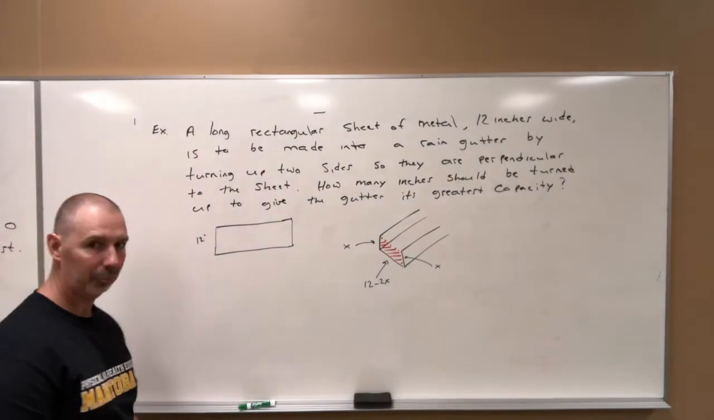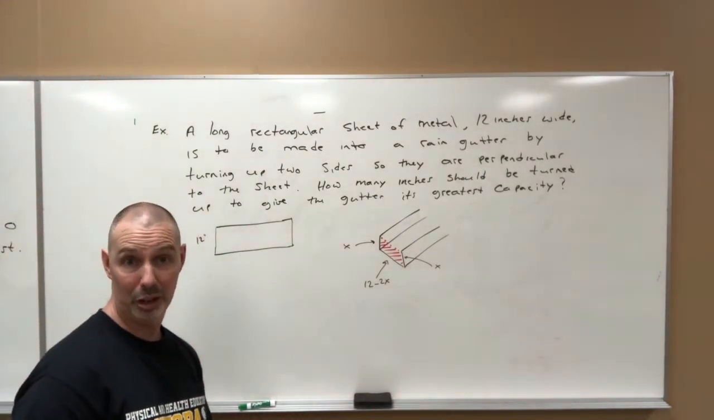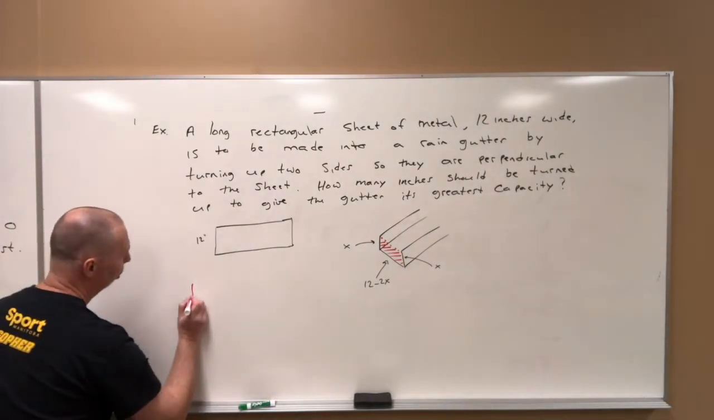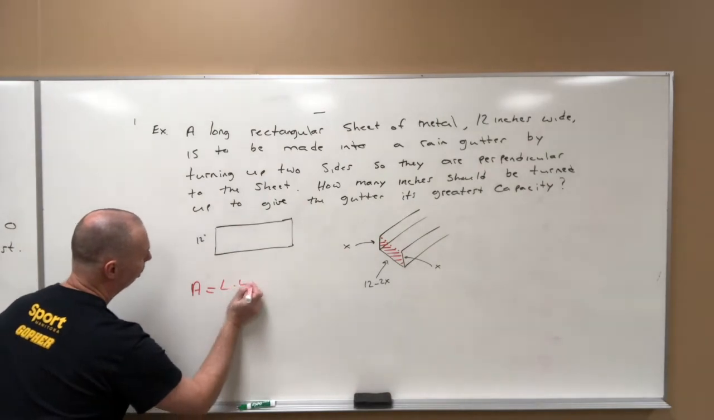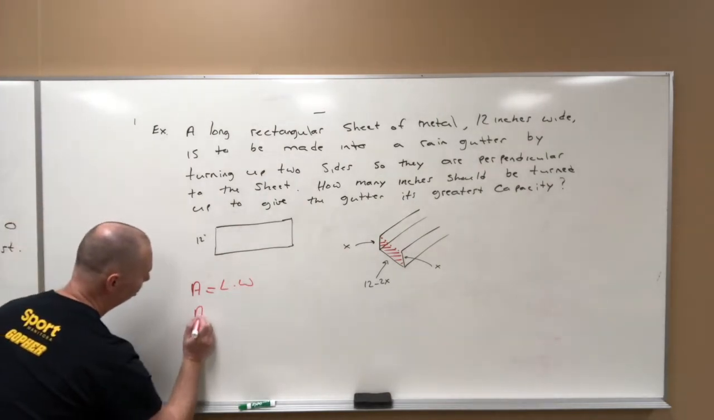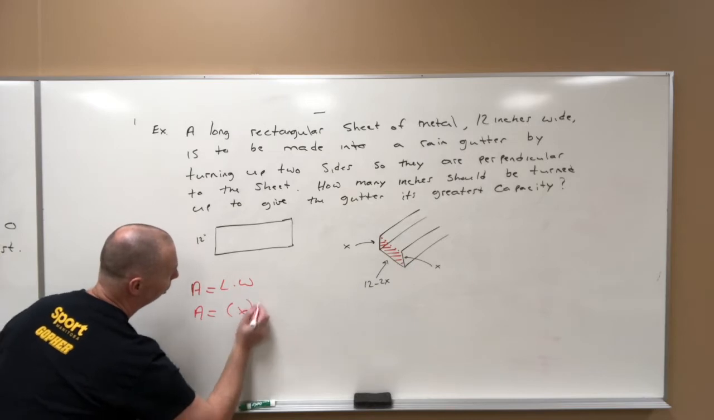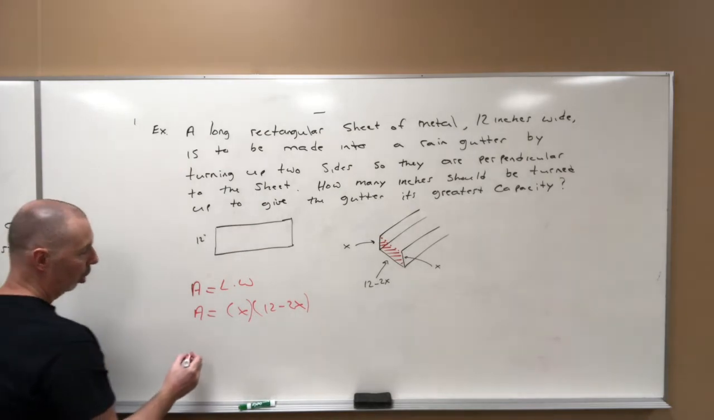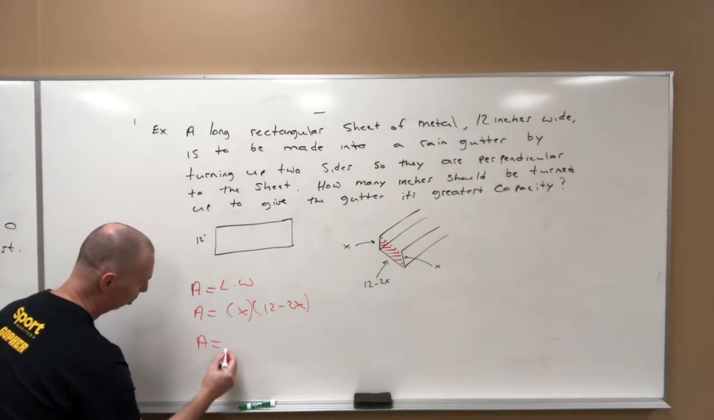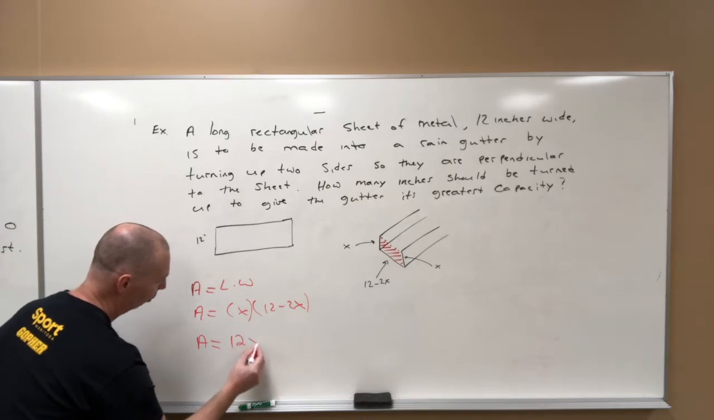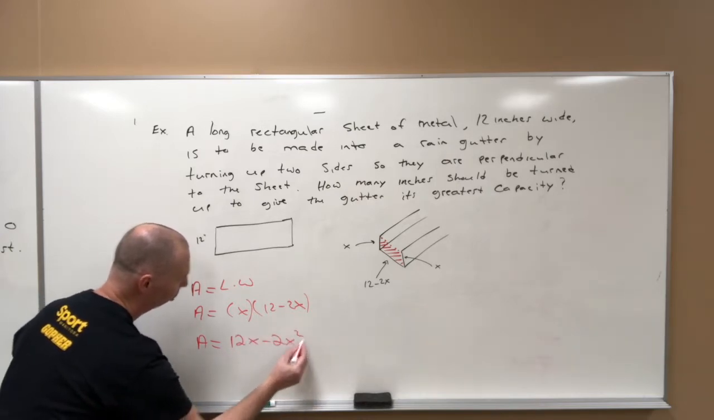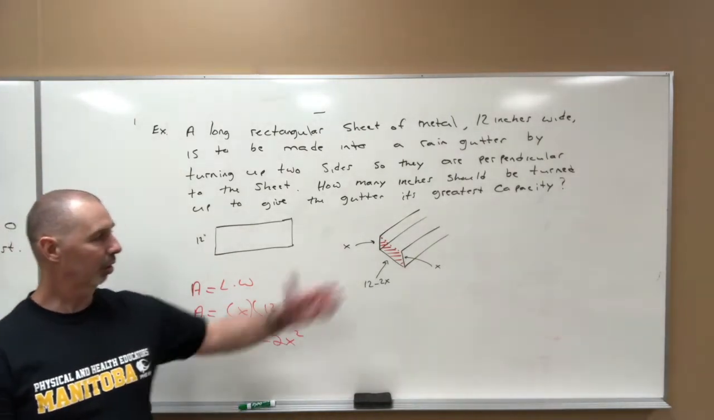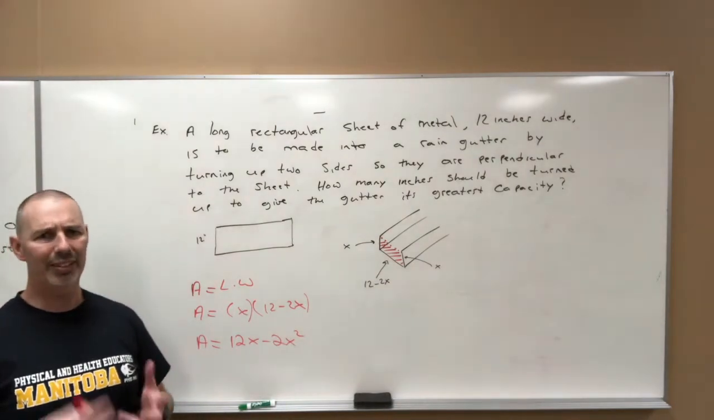So area is the quantity that we want to optimize. We want to maximize the area, so we need a formula for area. Good thing we know that area is length times width, and in this case, area equals x times 12 minus 2x. We're going to simplify that, multiply the x through, giving us 12x minus 2x squared. All right, so here's our formula now for area of the cross section of the gutter. And it's that we want to maximize.